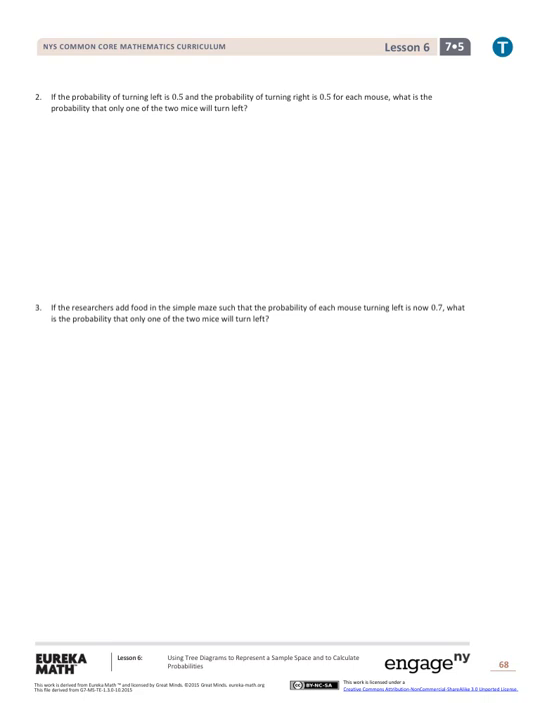So question 2 is going to ask us, if the probability of turning left is 0.5 and the probability of turning right is 0.5 for each mouse, what is the probability that only one of the two mice will turn left? Well, let's think of our options. A mouse could go right, left, or go left, right. Those would be the two options where only one mouse turns left.